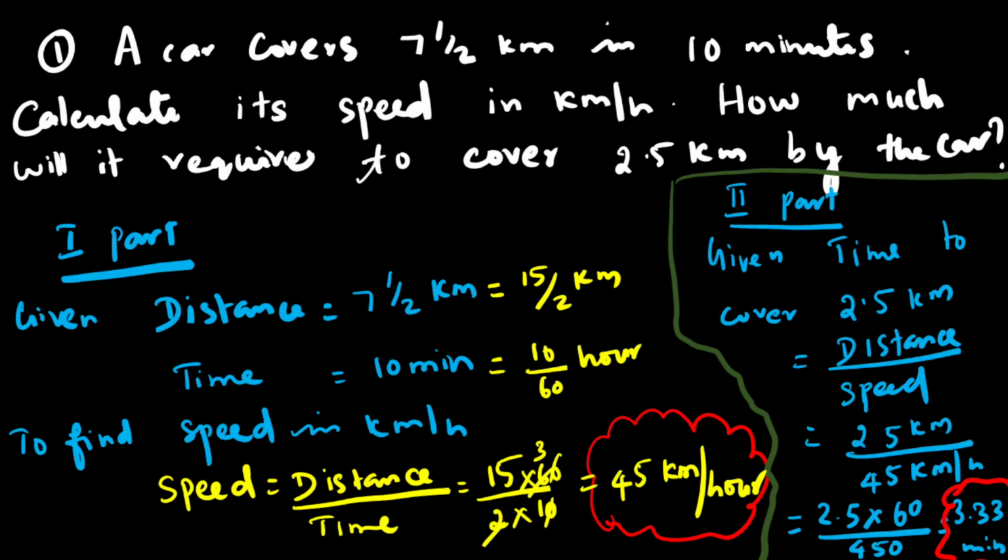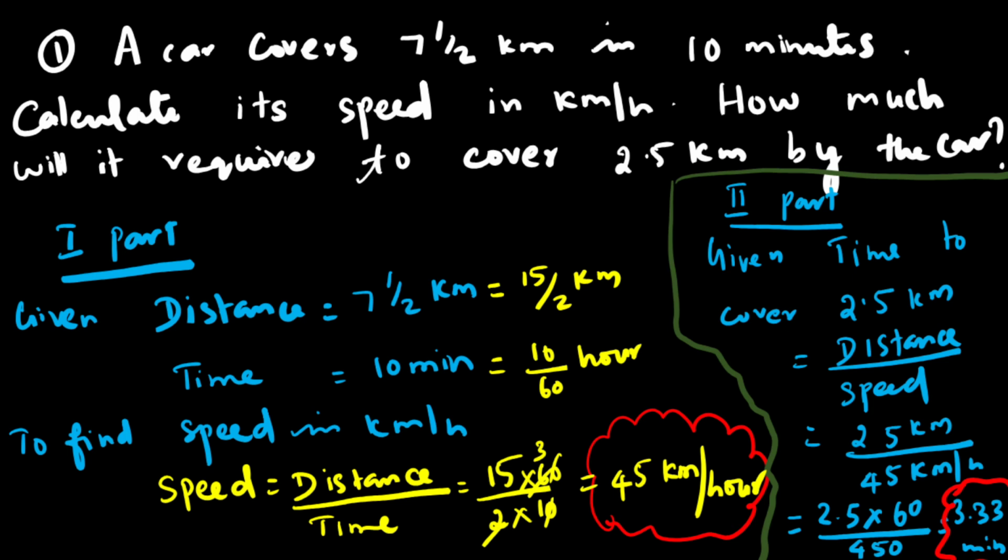See, a car covers 7.5 kilometers in 10 minutes. Calculate its speed in kilometer per hour. How much time will it require to cover 2.5 kilometers by the car? Okay, so the first part is we have to find the speed in kilometer per hour. So distance given here is 7.5 kilometers. Okay, time given here is 10 minutes.